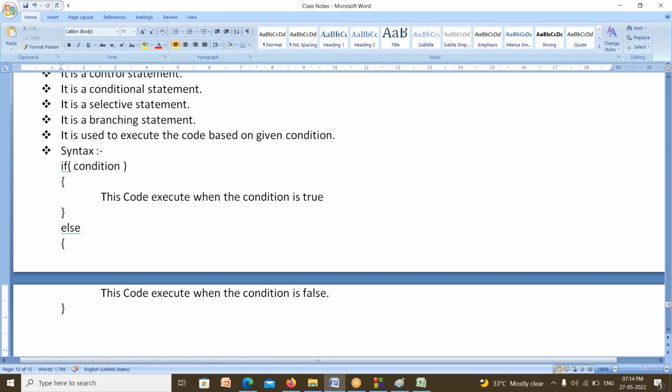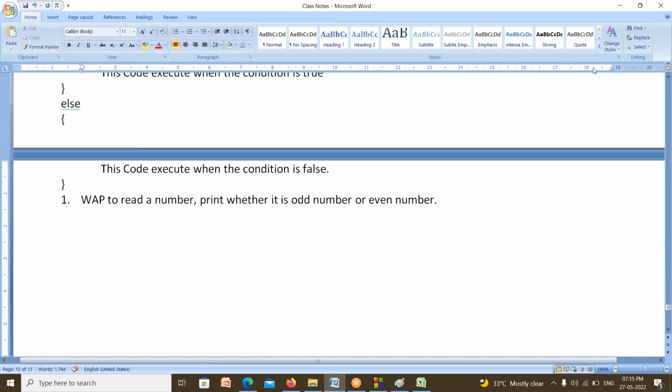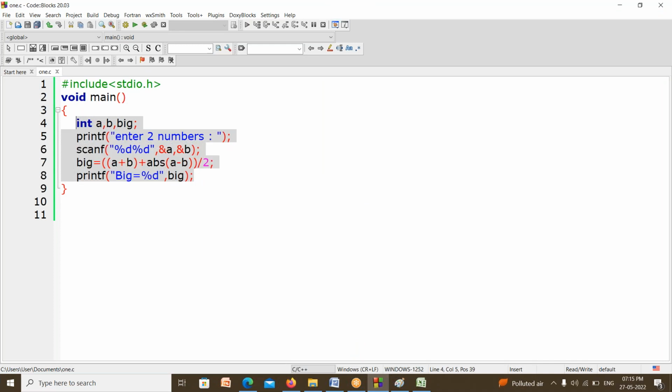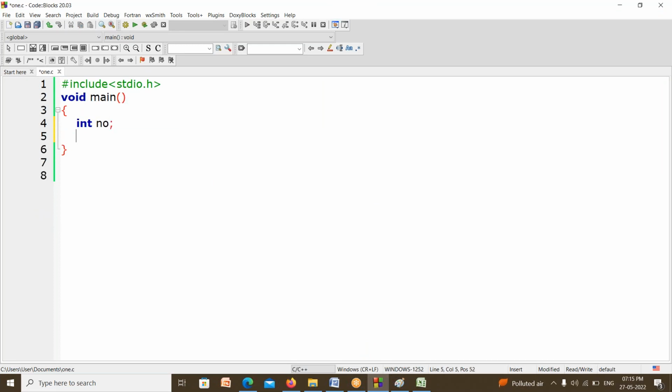Right. Now I will write some programs on these. My first program is: write a program to read a number and print whether it is an odd number or an even number. Read this question. First of all, we have to read a number. After that, we have to test and print whether it is odd or even. Now, what do we have to read here? An integer number. You have to read a number.